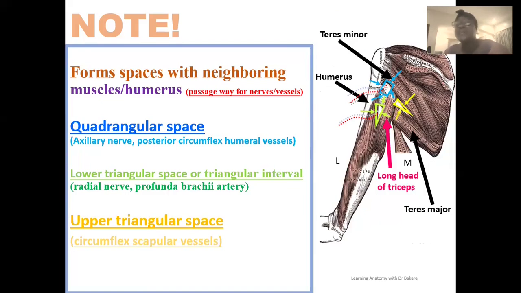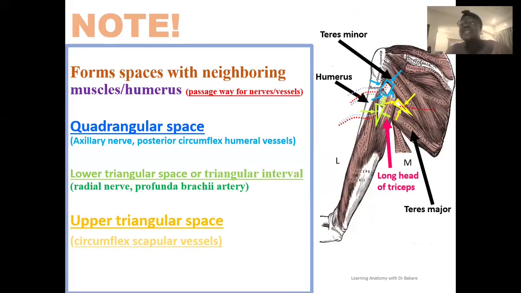So if you look at the upper border, it is bordered by the teres minor muscle, while the inferior border is by the teres major, while laterally it is seen to be bordered by the long head of the triceps brachii. So you see that the long head of the triceps brachii is also contributing to the formation of the space. And this is also not created for fun. It is also created for the allowance of the circumflex scapular artery, which is an emergence from the subscapular artery, which emerges from the axillary artery.